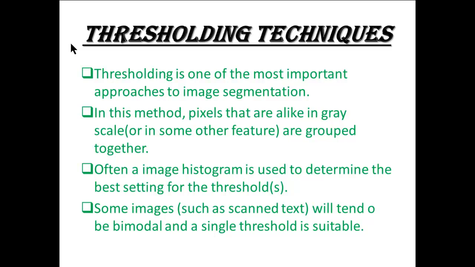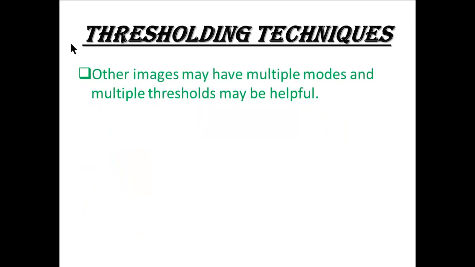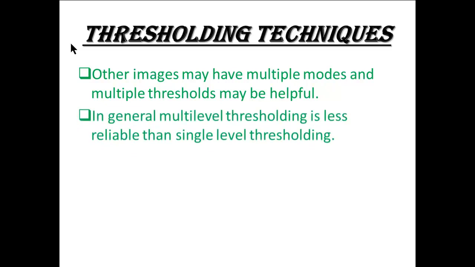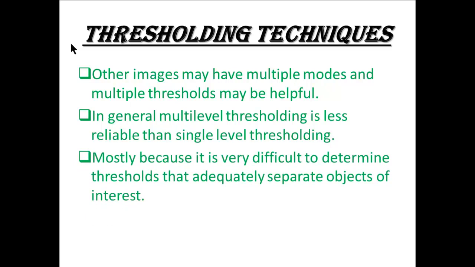Some images, such as scanned text, will tend to be bimodal, and a single threshold is suitable. Other images may have multiple modes, and multiple thresholds may be helpful. In general, multi-level thresholding is less reliable than single-level thresholding, mostly because it is very difficult to determine thresholds that adequately separate objects of interest.